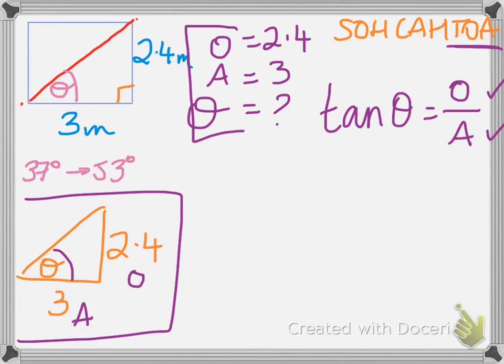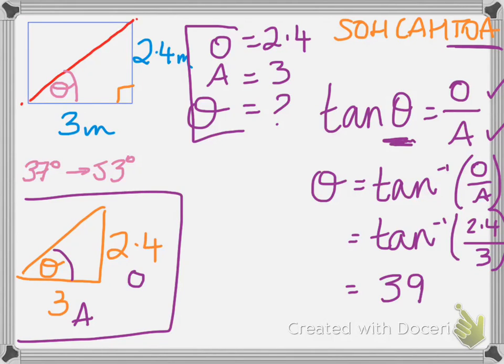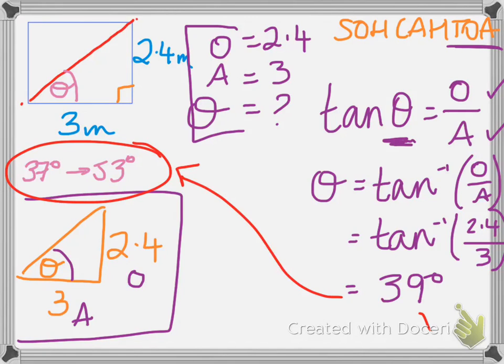Now we've got the O and we've got the A, but what we don't have is the theta. When we need to find our angles, we need to find only the angle, we get to use our inverse trigonometry rule. So theta equals the inverse tan of O over A. We can substitute our values in now because we know what they are. So the inverse tan of 2.4 divided by 3, and our answer is about 39 degrees. So you need to check, does that meet the standard I need to fit? Here's our standard. Does 39 fit into that category? Yes, it does. Excellent.